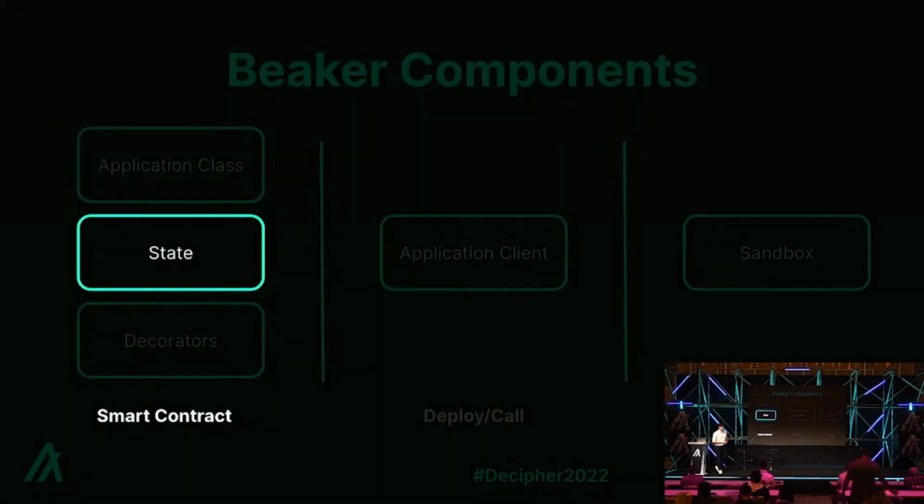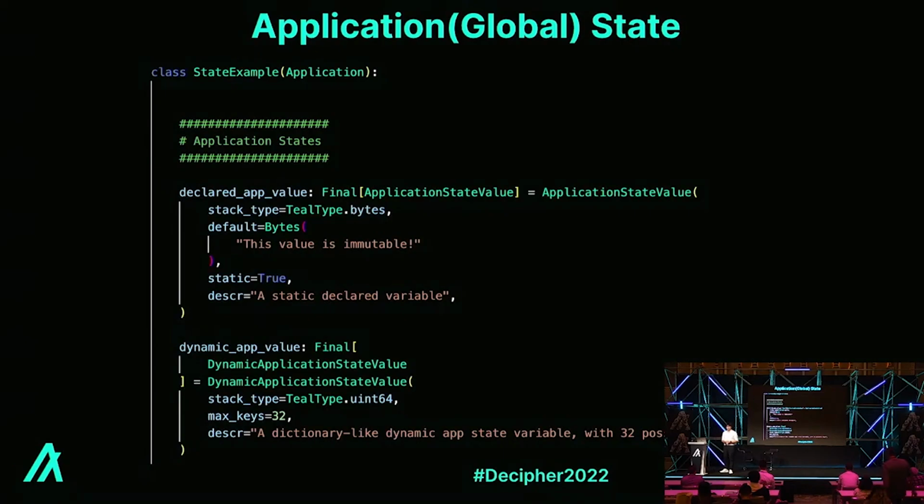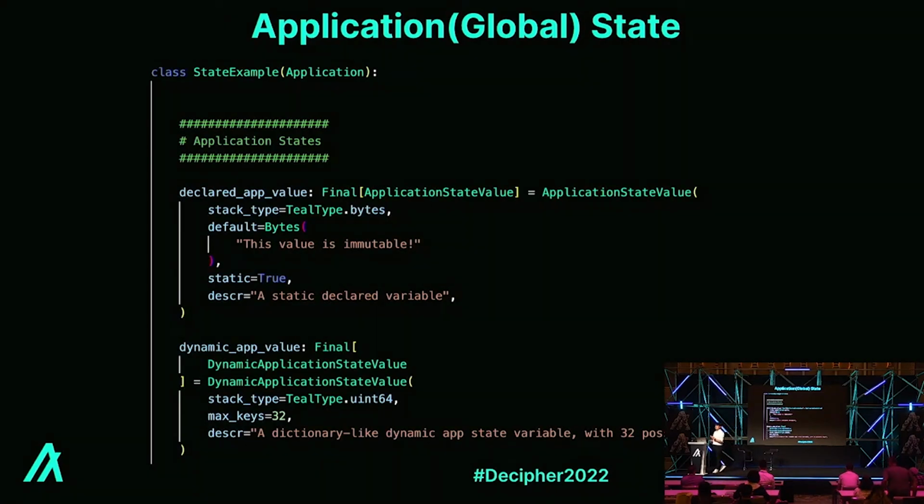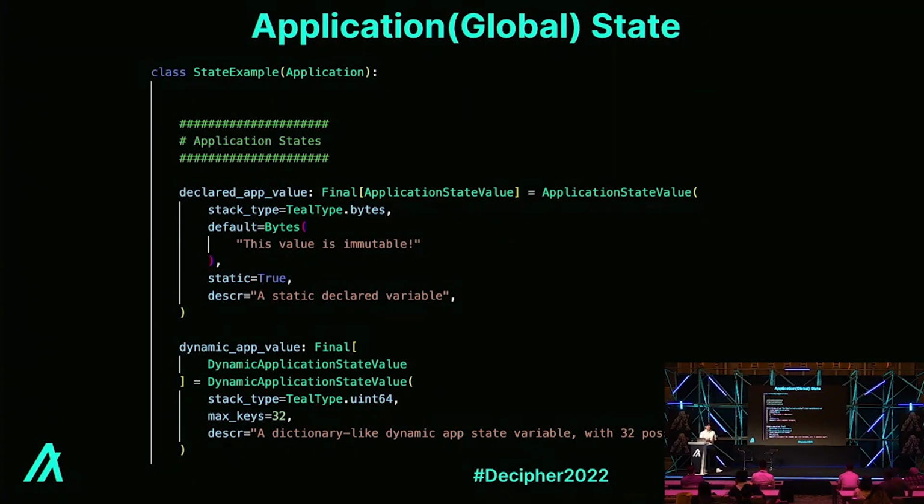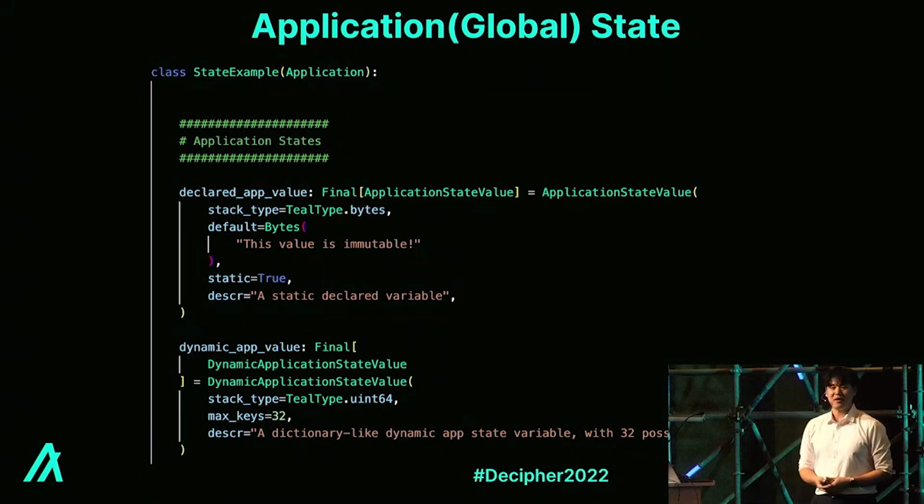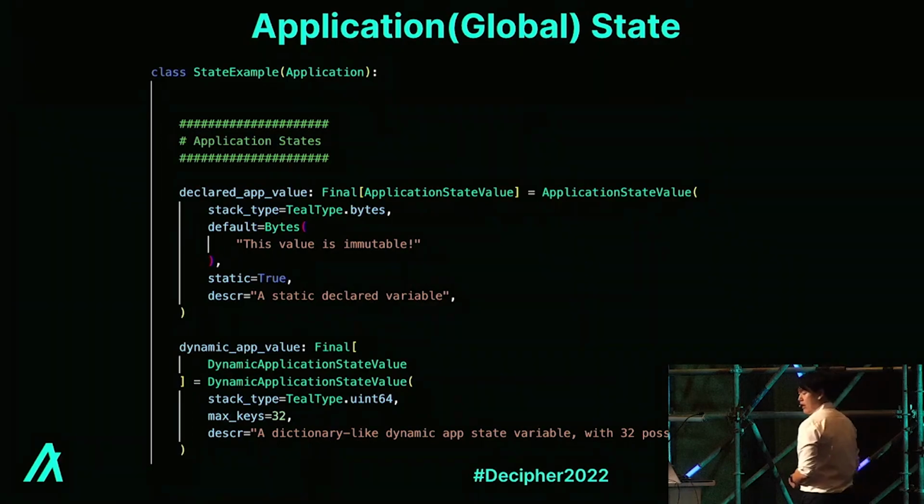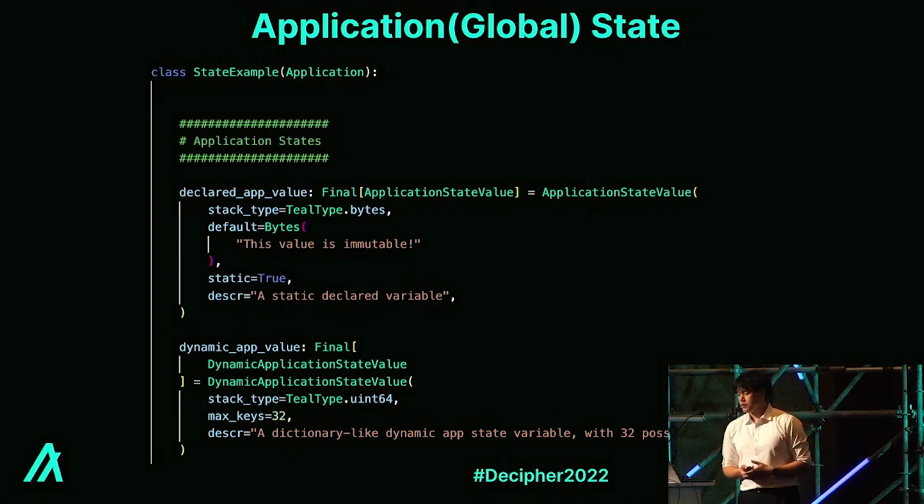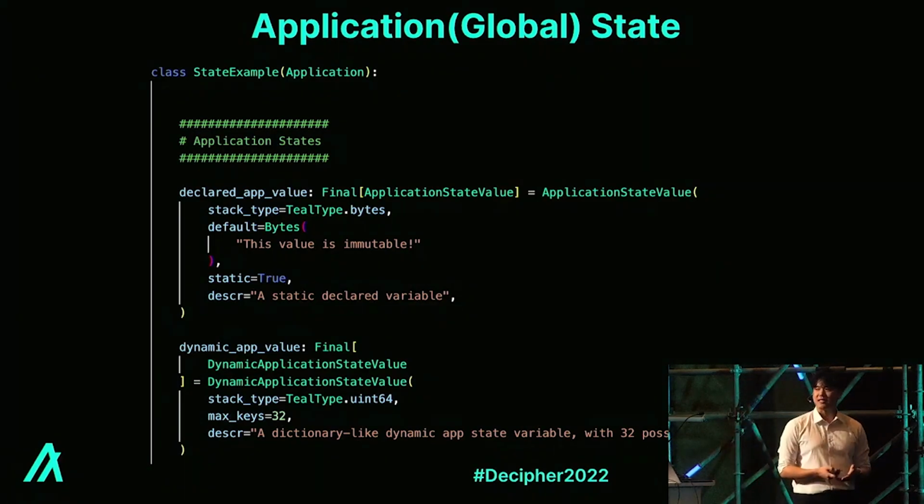Let's talk about states. On an Algorand smart contract, there are 2 states, local state and global state, and now box storage is being added. It's coming soon to mainnet in a couple of days. But in Beaker, the global state, we refer to it as application state. They're the same thing, but I'm going to refer to it as the application state.